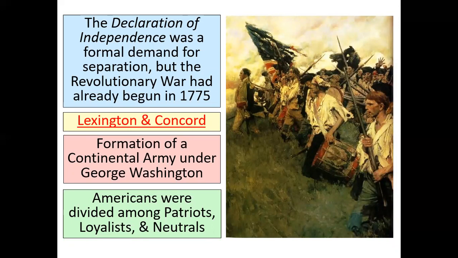And yeah, now Americans are going to have to pick sides. Are you a patriot or are you a loyalist? Or do you just not care and want to just stay out of the whole mess and just, when it's figured out, come back into it?